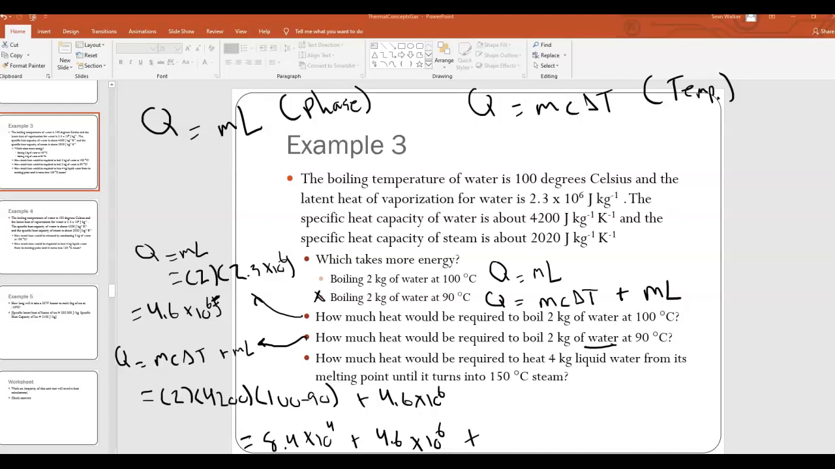And if you add those two things together, that should be an equal sign, equals 4.684 times 10 to the 6 joules. So that is the answer to the second question. So that's for the first question, that's for the second question.